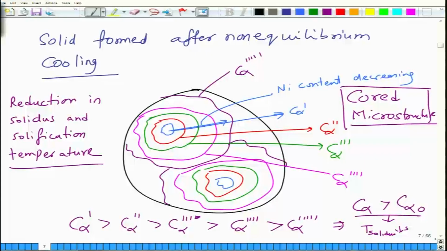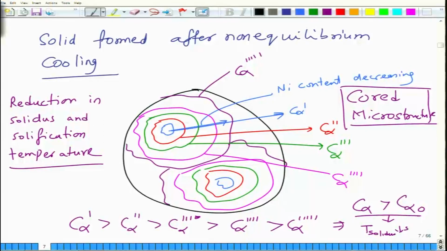But what happens in a eutectic system is very different. I'm not going to consider the non-equilibrium cooling or non-uniform cooling or non-uniformity in the composition. I'm just going to consider the microstructure that will form eventually. Before I start that, let me also point that out.